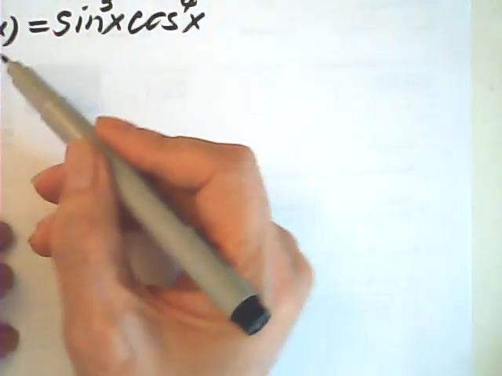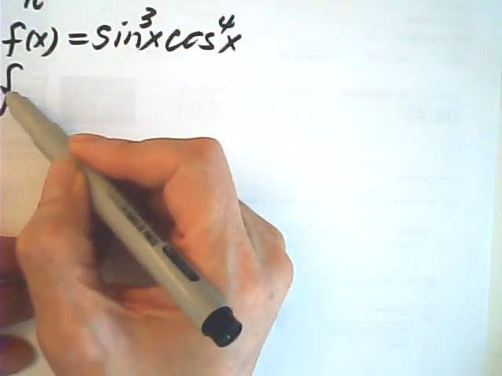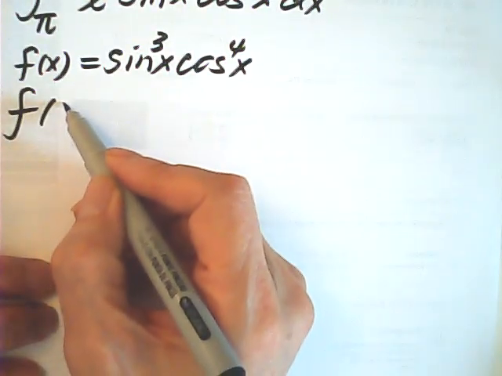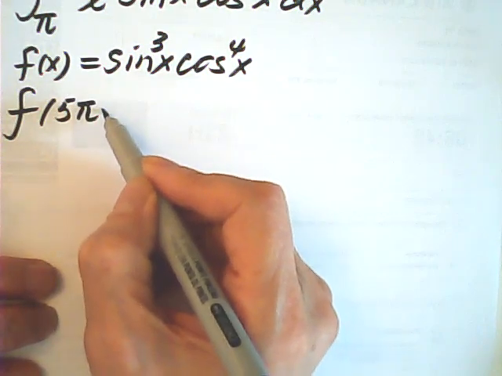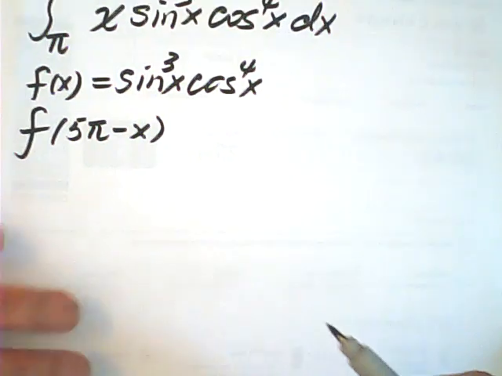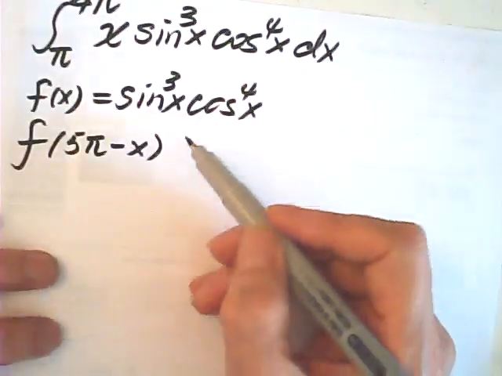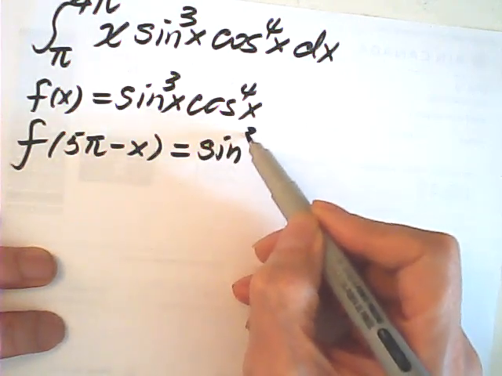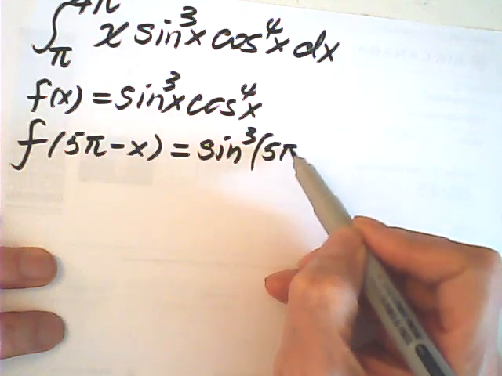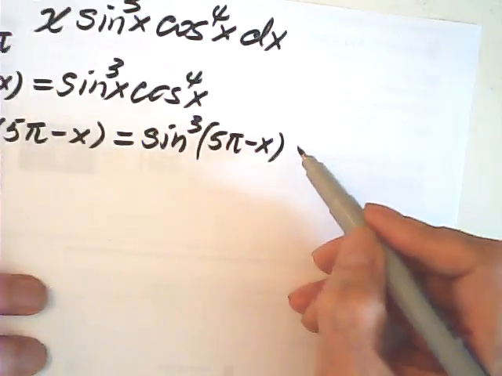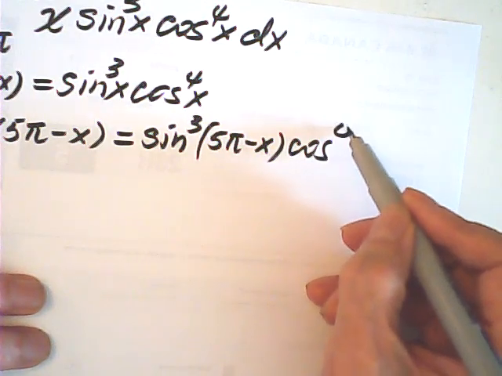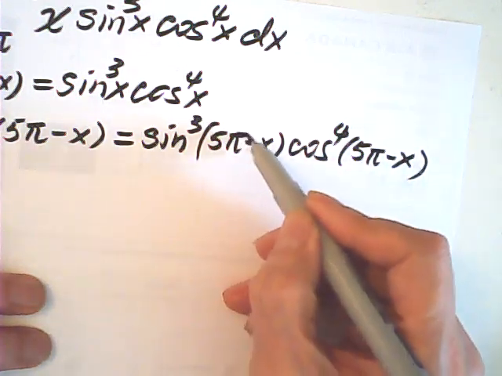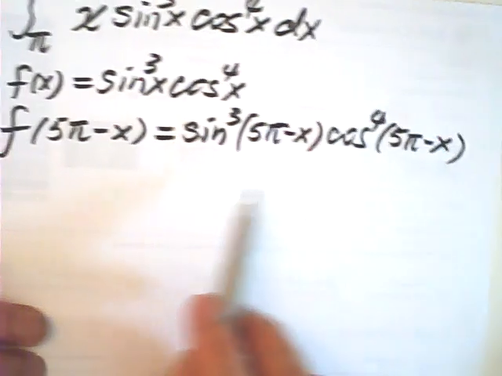Now let me check with f of x. This is a, this is b, right? It's a plus b minus x, and a plus b is 5 pi. This one is equal to 5 pi minus x times cosine fourth of 5 pi minus x. Okay, that is good.